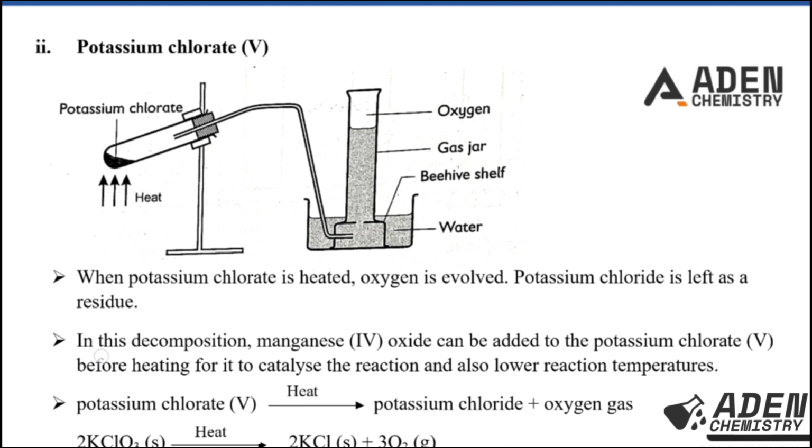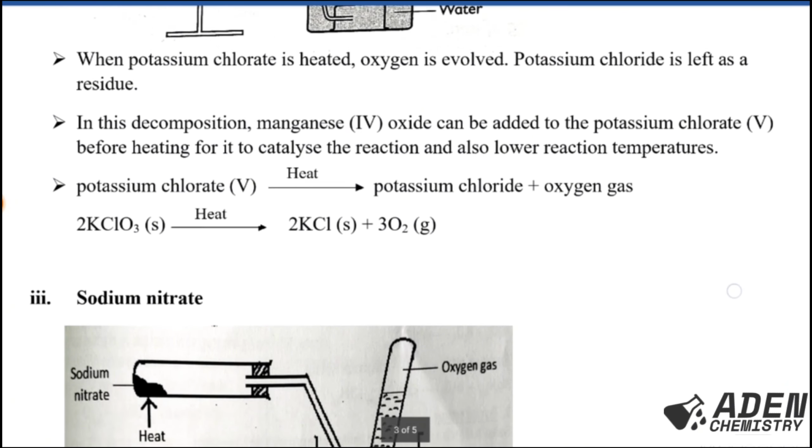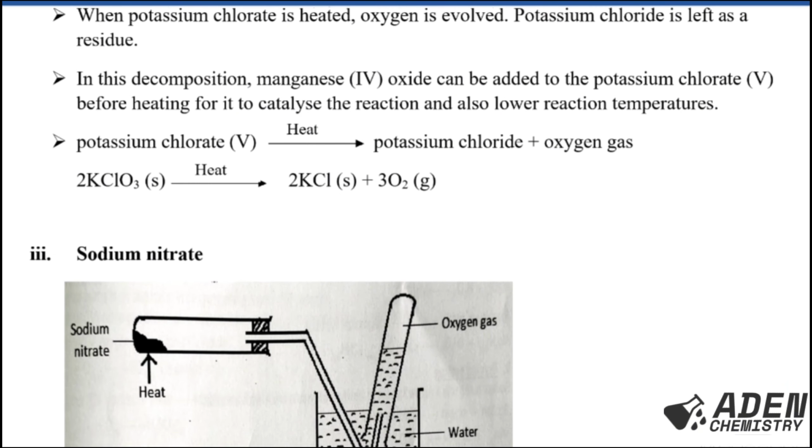So in this decomposition, manganese peroxide can be added to the potassium chlorate 5 before heating to catalyze the reaction. So manganese peroxide acts as a catalyst and also lowers the reaction temperature. So next, let's write the chemical equation for the decomposition of potassium chlorate 5. So 2 moles of potassium chlorate 5, which is solid, being heated, will give us 2 moles of potassium chloride, which is solid, and 3 moles of oxygen gas.